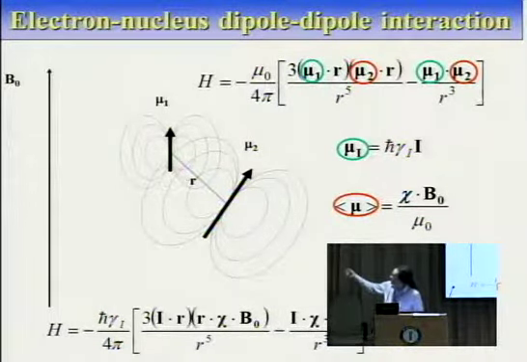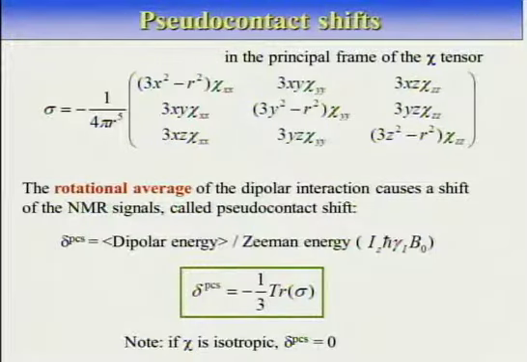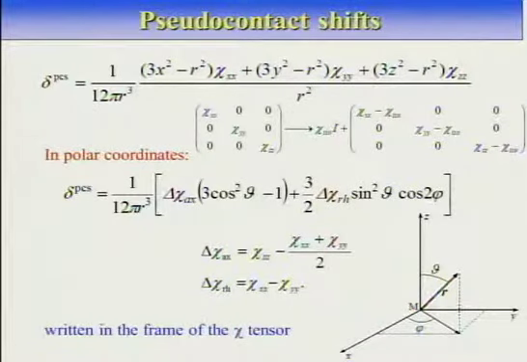This is important because when you are looking at nuclei, as we do in NMR, the electron-nucleus interaction contains the susceptibility. If the susceptibility is not isotropic, you get an additional contribution to the chemical shift that is called pseudocontact shift. This so-called pseudocontact shift is entirely due to the anisotropy of the magnetic susceptibility of the electron, which is given by these two numbers here.